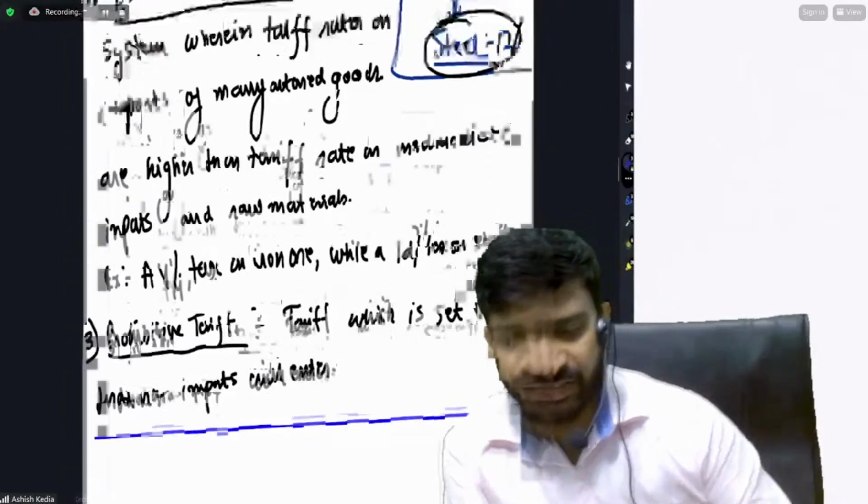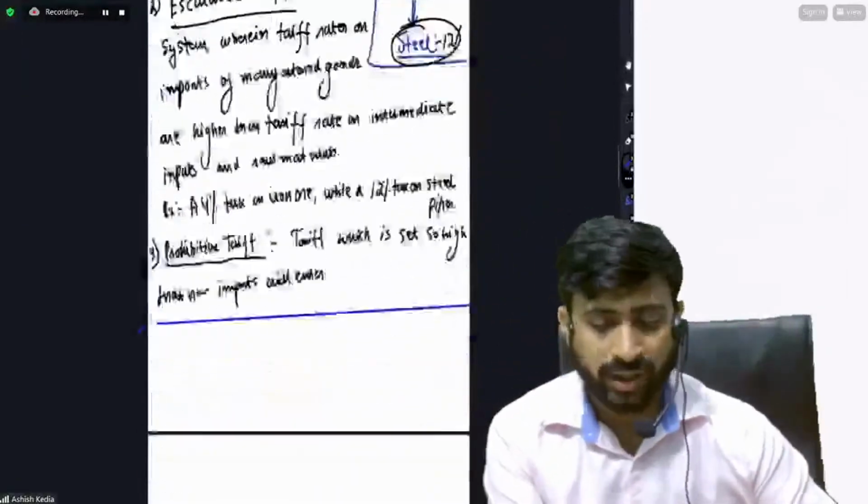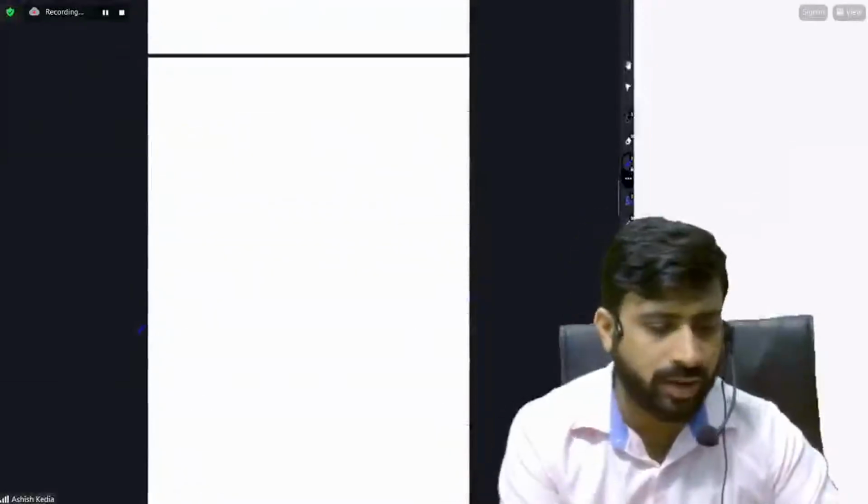Okay. Yes, just like on Tesla, a huge tax is imposed, so that Tesla cannot enter the market. That is the intention of the levy.